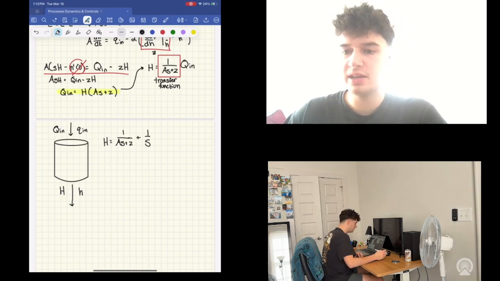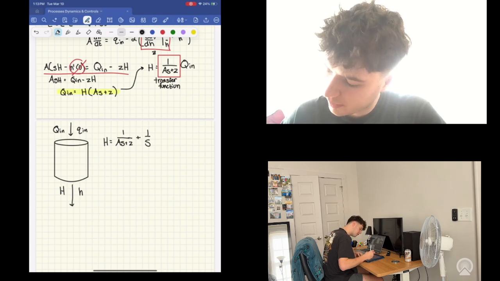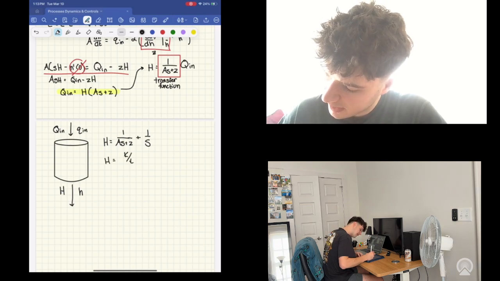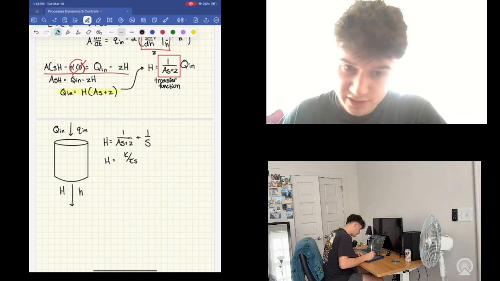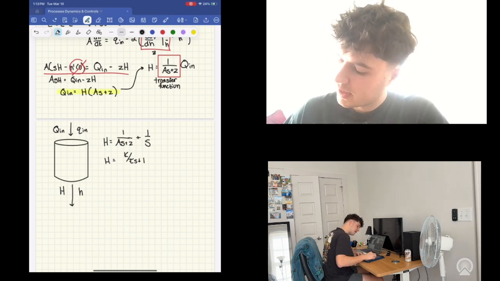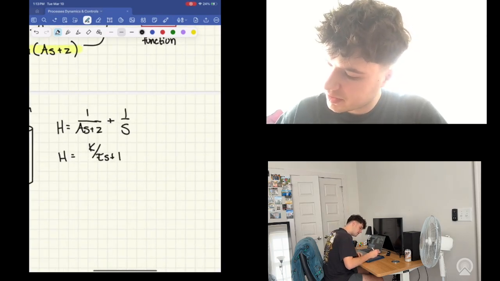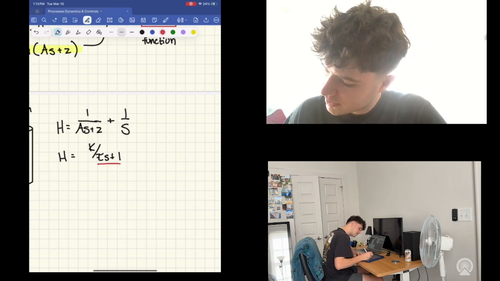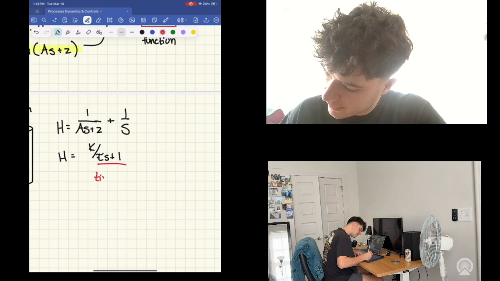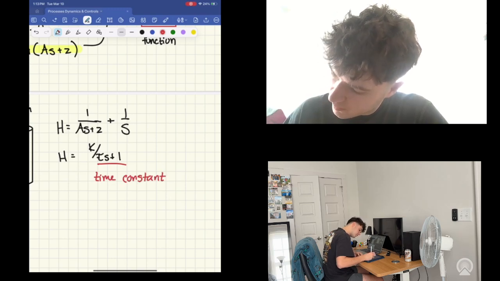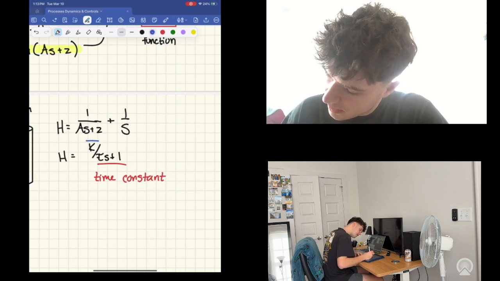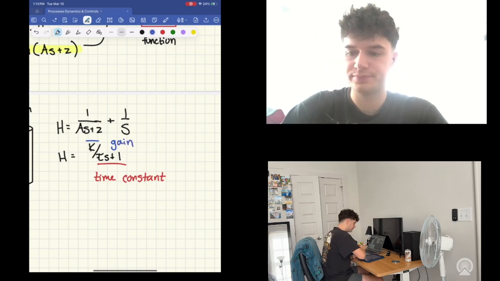And so when you take these and you algebraically work through them, you arrive at an equation H equals K over tau s plus 1. And now from here we can say, okay, we've seen these before in class. This value is going to be equal to our time constant, and this value K is going to be equal to our overall gain.